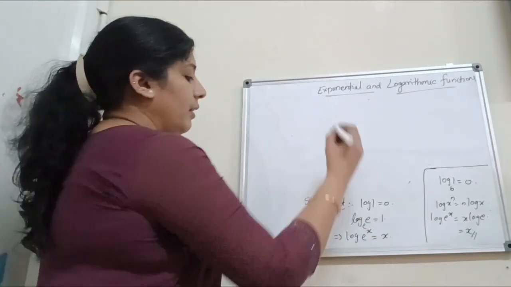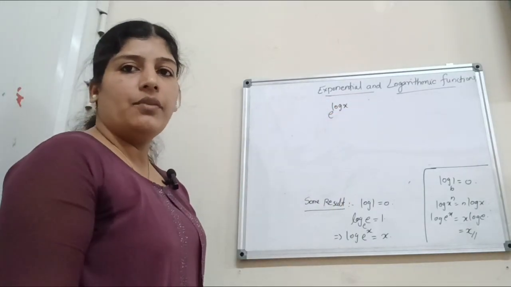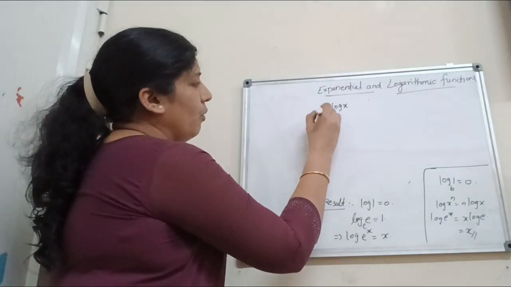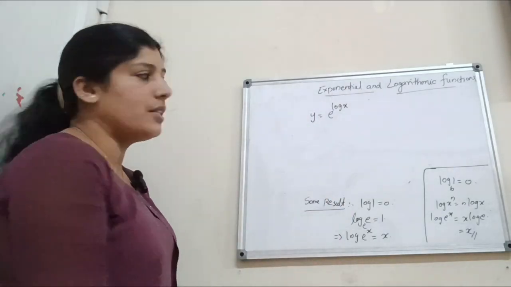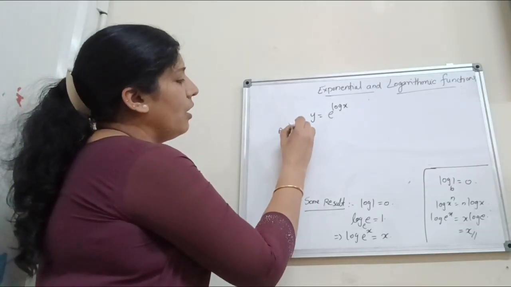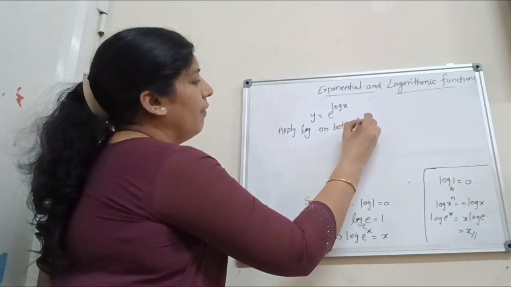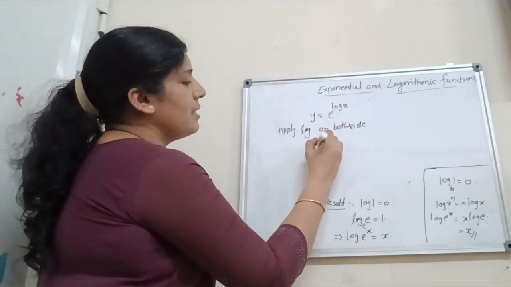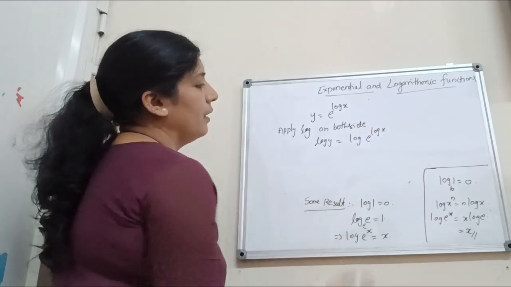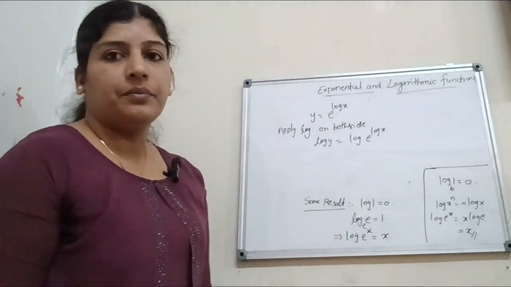Next result: e raised to log x. What is the value of e raised to log x? How can we find out? Just take y equal to e raised to log x. Next, we can take logarithm on both sides. Apply log on both sides. Therefore, y equals e raised to log x can be written as log y equals log of e raised to log x.